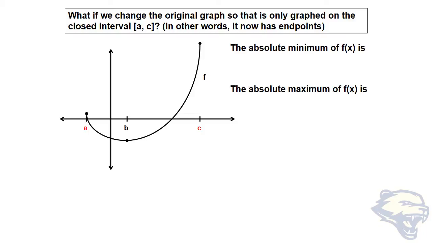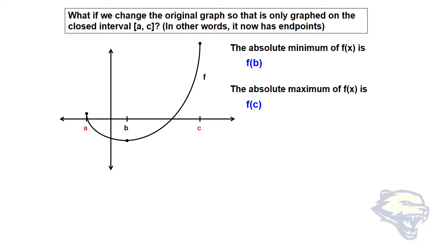Okay, so this is a slightly different version of that same graph in that it now has endpoints. So now we've switched to graphing it on a closed interval from a to c, the x values. Now the absolute minimum hasn't moved. It's still at f of b. But now it's not increasing forever. It stops. It stops at f of c. So now that we have endpoints, notice that we have both an absolute minimum and an absolute max.